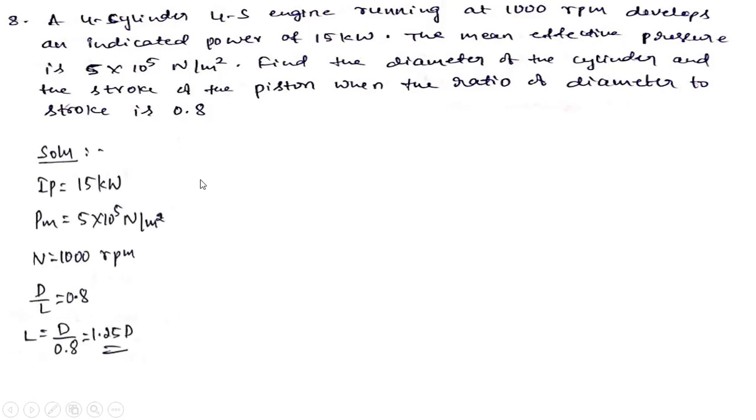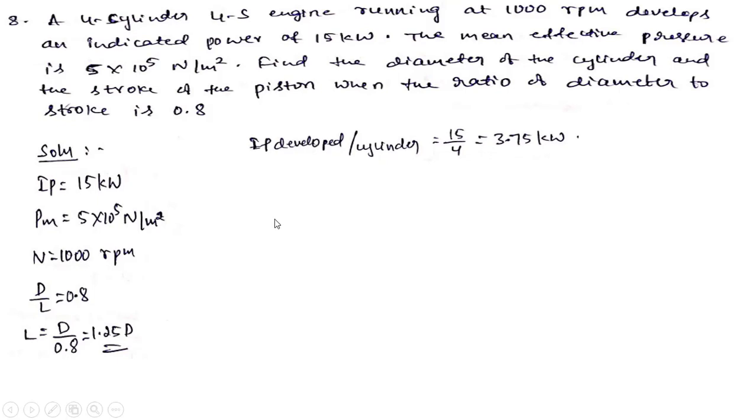Here, first let us write down all the given things. Indicated power developed by the engine is 15 kilowatt. Mean effective pressure is 5 into 10 power 5 Newton per meter square. Speed of the engine is 1000 rpm, and diameter to stroke length D by L is given as 0.8. So L is equal to D divided by 0.8. The 0.8 comes to the denominator, so L is equal to 1.25 D.